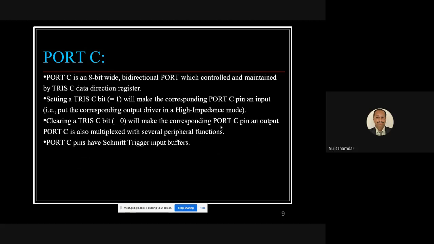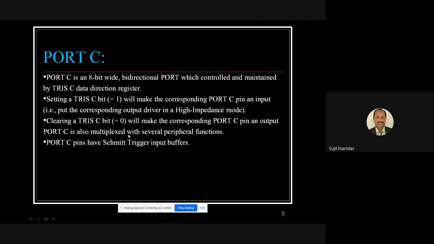At the same time, port C, again it is 8-bit. Port A was 6-bit, port B was 8-bit. Now port C is 8-bit, and it is controlled by the TRIS-C, that is the direction register. When it is 1, it is input, when it is 0, it will be output. That is fixed, that is not going to be changed.